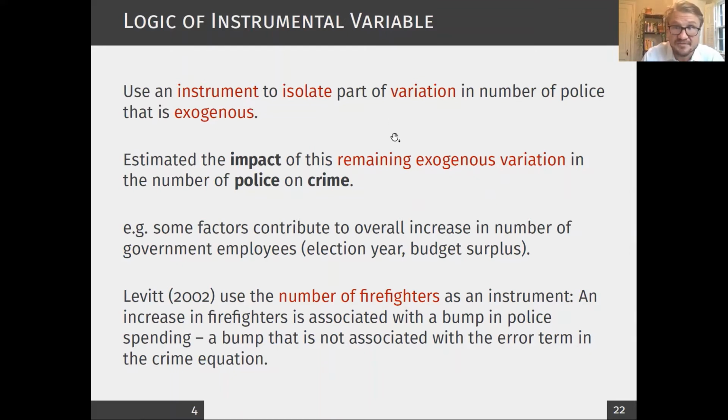This study by Levitt actually used the number of firefighters as an instrument. The idea is that there's some kind of positive correlation between the number of firefighters and the number of police, in particular, a relationship between increases in the number of firefighters and increases in the number of police. But this is completely unrelated to the actual error term in the crime equation.